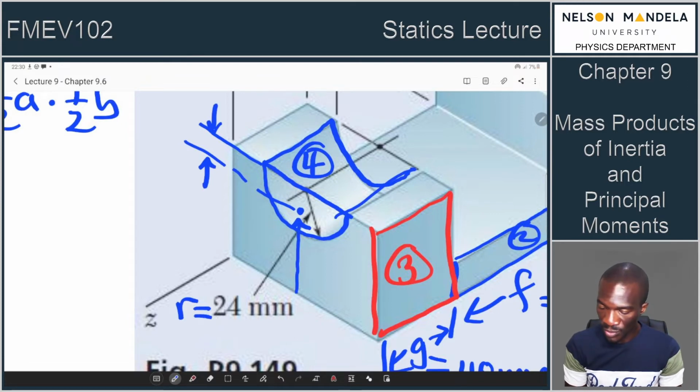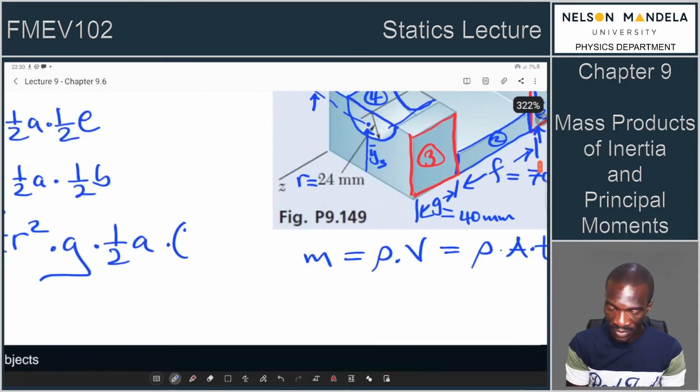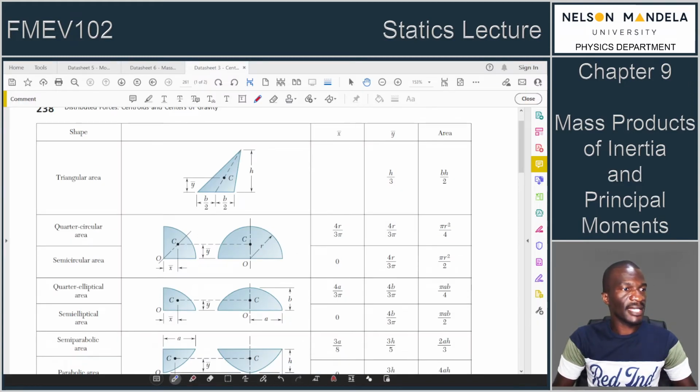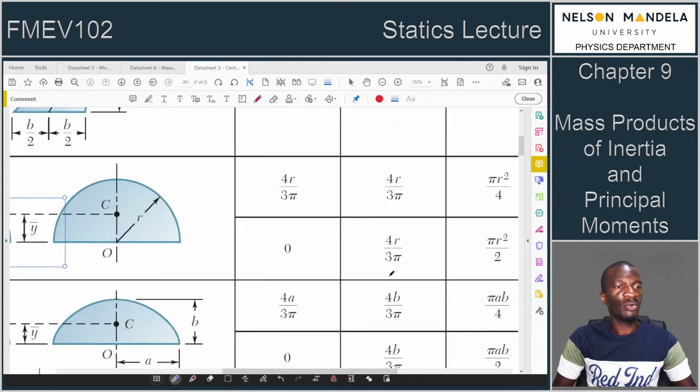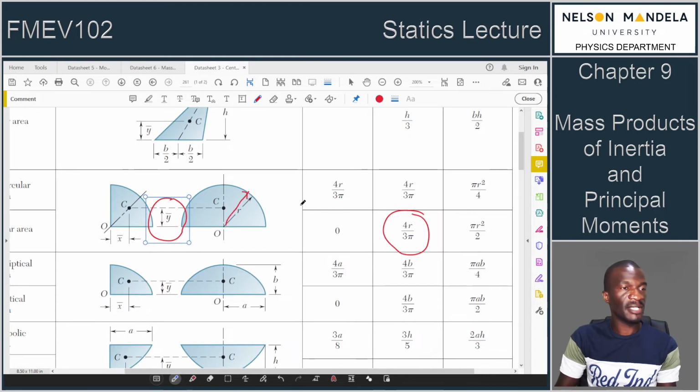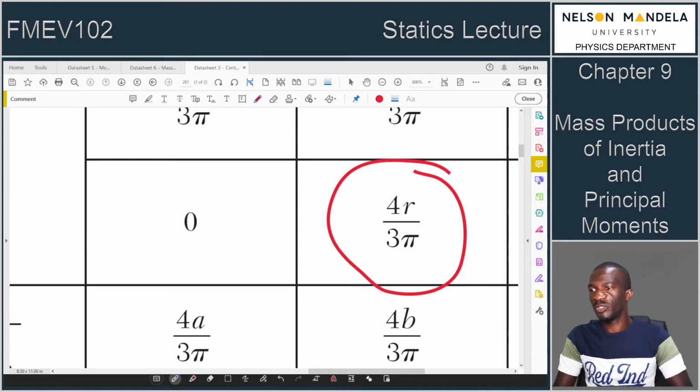Whatever we do, we are going to find this y bar in our setup. Our y bar of 3 is going to be whatever is the height there minus whatever is defined here. We know the height is b, so it's b minus whatever the centroid is defined as. The centroid is defined at a point y bar, which is what I'm pointing at here. For the semicircular area, we find it as 4r over 3 pi, where r is the radius of this semicircle. 4r over 3 pi, that's what we would use.